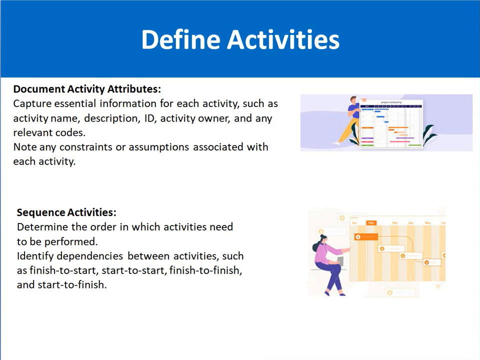Let me give you an example here. For example, first we have to do the planning, then the development, then the testing, and then the deployment. So this is the sequence of activities. If we have not completed the planning, we cannot start the software development. If we haven't yet completed the testing, we cannot do the production deployment. So this is basically the concept of sequence of activities.